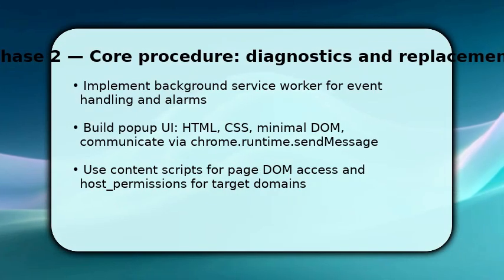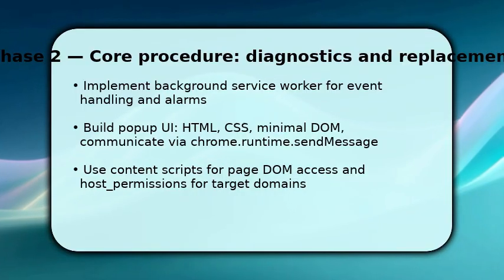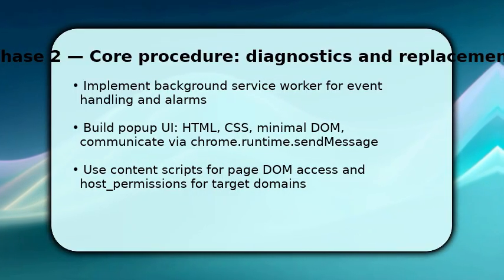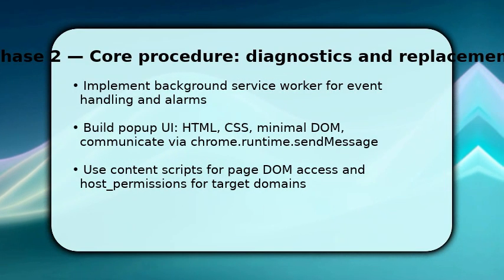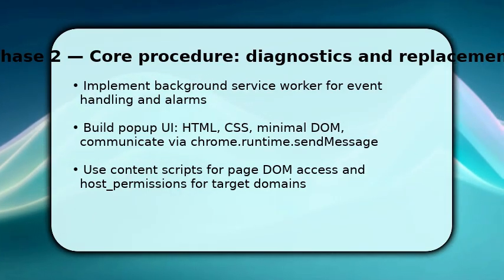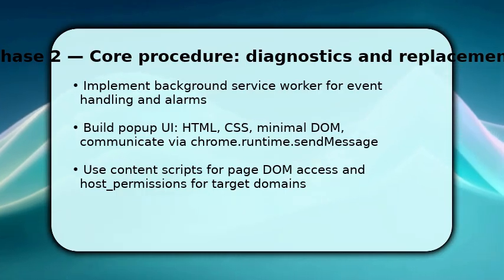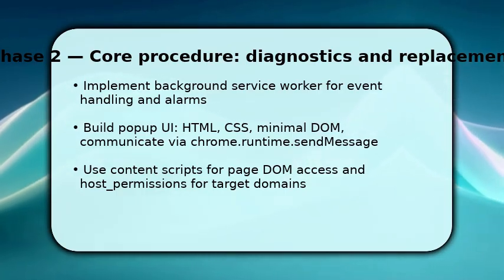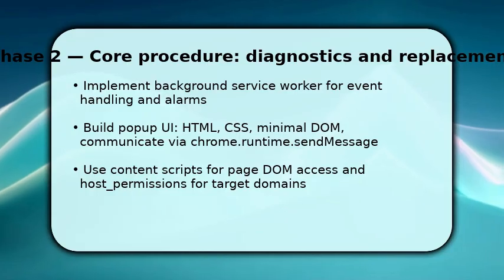Now implement the core. The background service worker handles long-lived events and coordinates state, which is why you avoid heavy computation there. It sends messages to content scripts. Build the popup UI with clean HTML and scoped CSS and wire buttons to chrome.runtime.sendMessage to trigger actions.